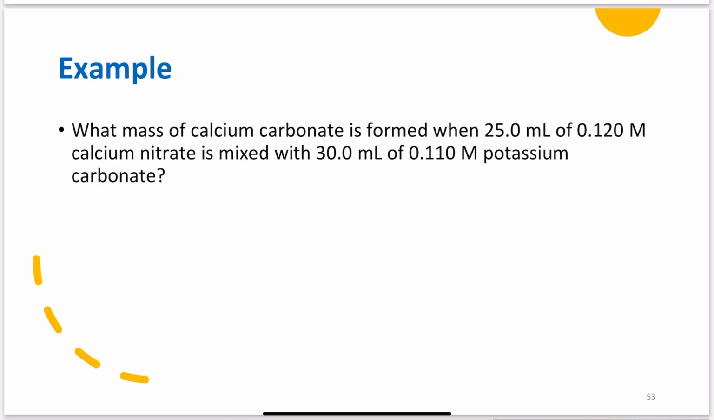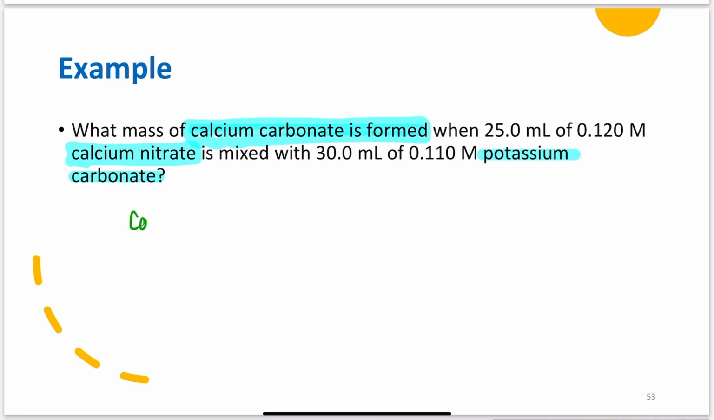Think about this one. What mass of calcium carbonate is formed when 25 mL of a 0.120 molar calcium nitrate solution is mixed with 30 mL of a 0.110 molar potassium carbonate solution? I recommend writing out that reaction first. So I've got calcium carbonate, and that's being formed, so that is a product. So it's even helping me out. It tells me one of my products. That's cool. Let's see. I'm starting with calcium nitrate and potassium carbonate.